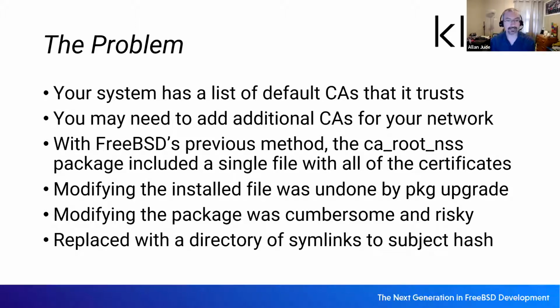So with the previous method, you got that from that Mozilla CA root package, but that provided basically a single file with all the certificates in it. And this proved really problematic when you were trying to add your own certificates to it. If you just installed the package and then modified that file that got installed, then next time you did a package upgrade, it was going to overwrite that file with a new one, and your locally added certificates would get undone.